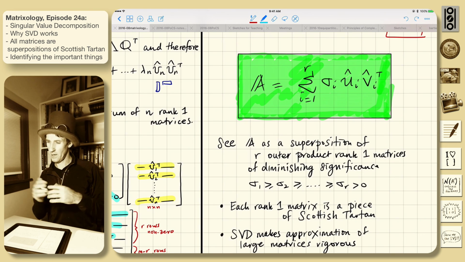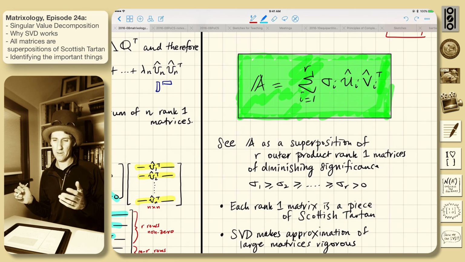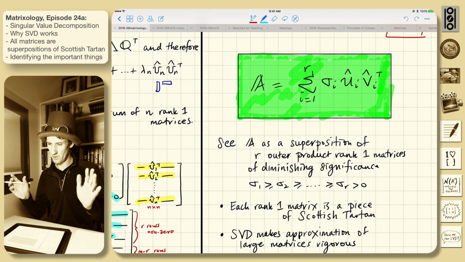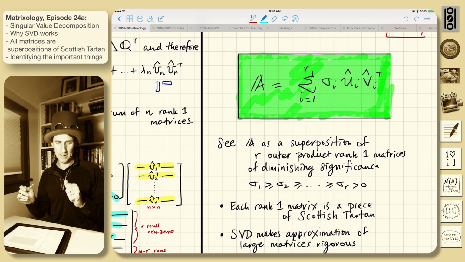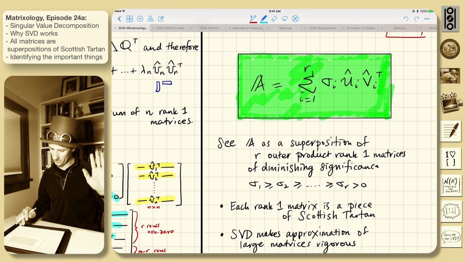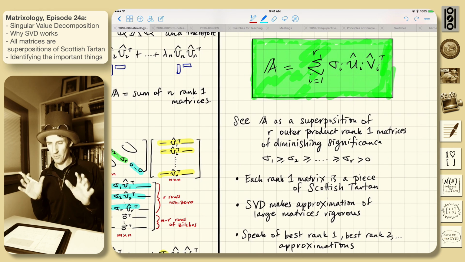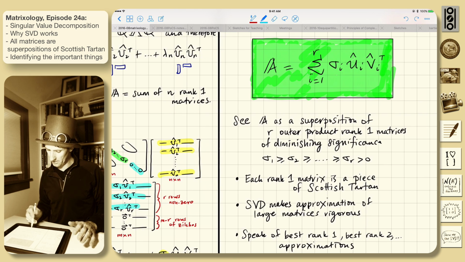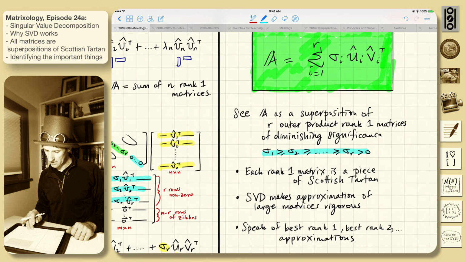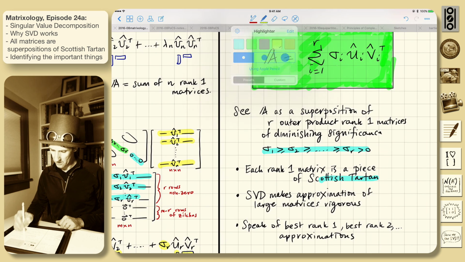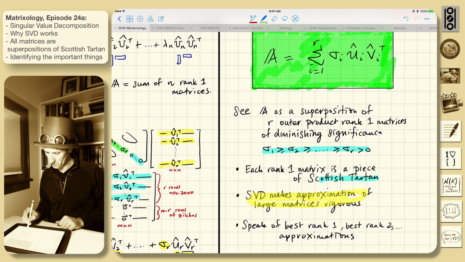And it allows us to approximate A, for whatever reason. Imagine an image: you could take a JPEG, approximate it, and take the most important piece, then the next most important piece, then the next. So it's a summing of outer product rank 1 matrices, with this diminishing sequence, and the Scottish tartan claim that I'm making. The SVD has very nice properties. One of them is that it makes approximation of large matrices rigorous.